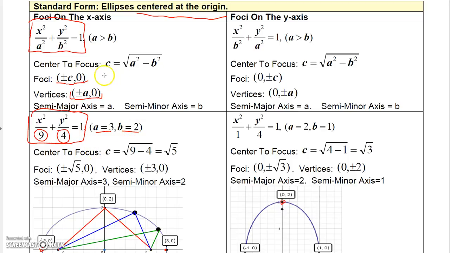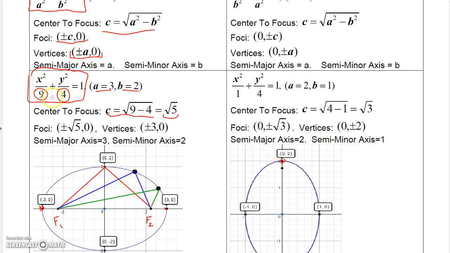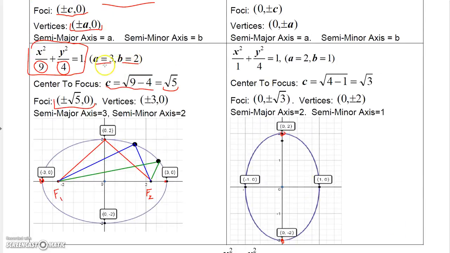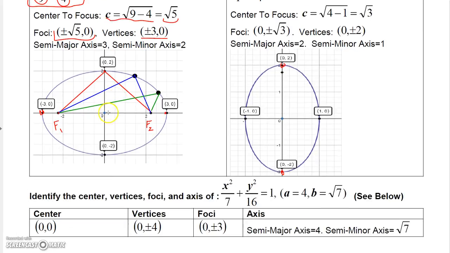Well, the distance from the center to the focus, using this formula up here, would be the square root of 9 minus 4, a squared minus b squared, which would be the square root of 5. So that tells me that the foci are plus or minus the square root of 5, 0. I didn't label them here, but I did label them with F1 and F2. So F1 is minus square root of 5, 0, and F2 is plus square root of 5, 0, and those are the foci. Now the vertices are actually plus or minus a, 0. So a is 3, so the vertices are plus or minus 3, 0, which you see labeled here and here.